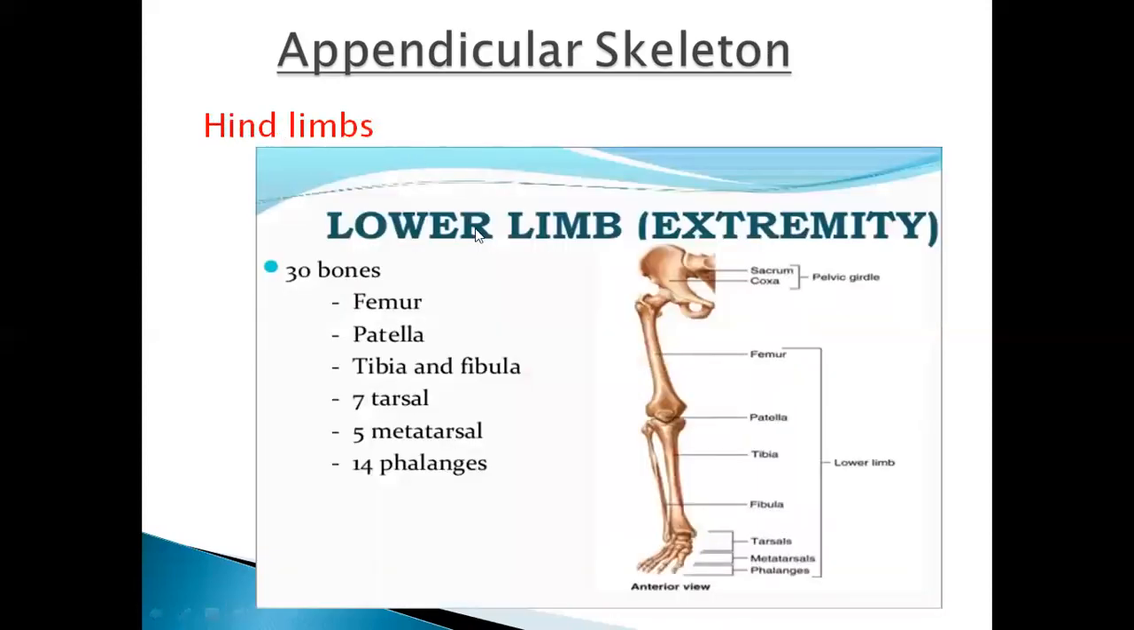Okay, next is the hind limb. Lower limb is also known as the hind limb. It is present just after this pelvic girdle. You can see here that this acetabulum is giving rise to this hind limb region. It consists of femur, patella, tibia, fibula, 7 tarsals, 5 metatarsals, and 14 phalanges.